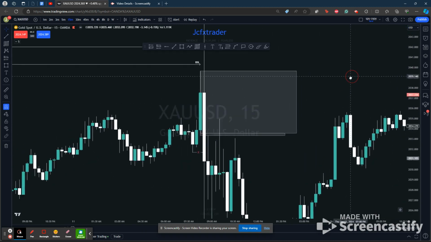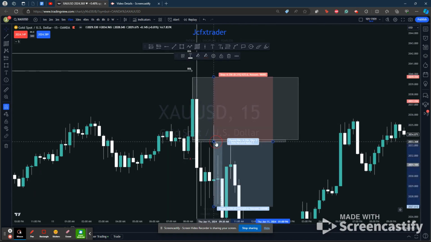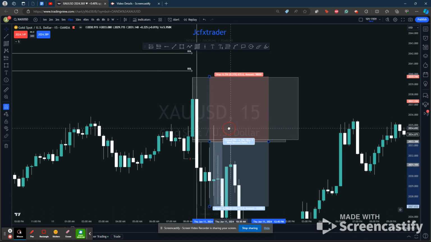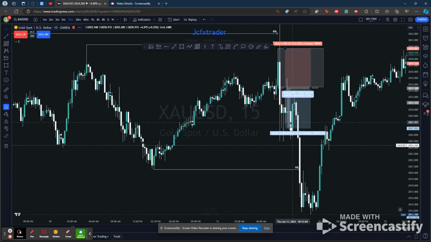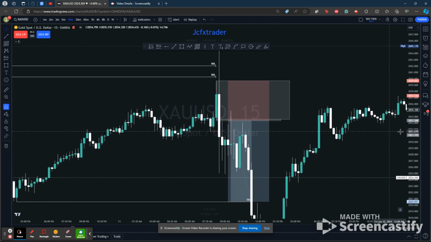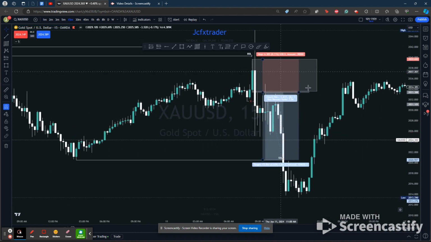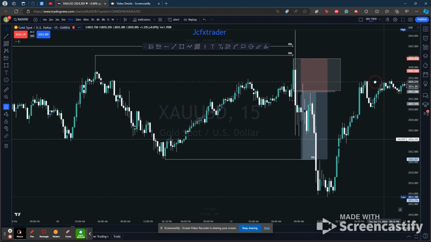Now, how would we enter the trade? We would enter on this fair value gap right here, right? Our stop would be above this order block, and we would target sell side liquidity. These are how you would execute these trades and where to enter and where to put your stop loss.